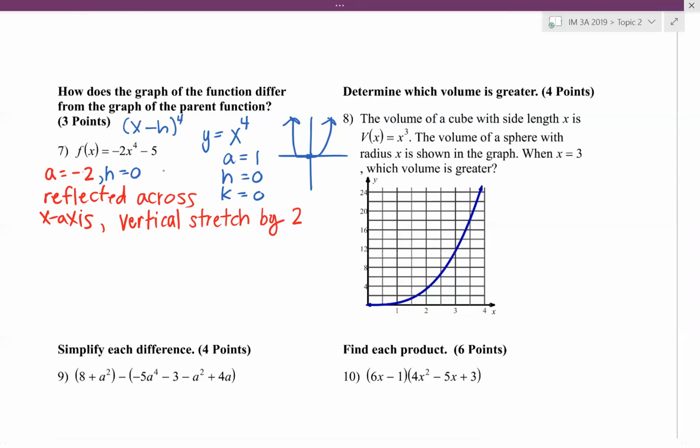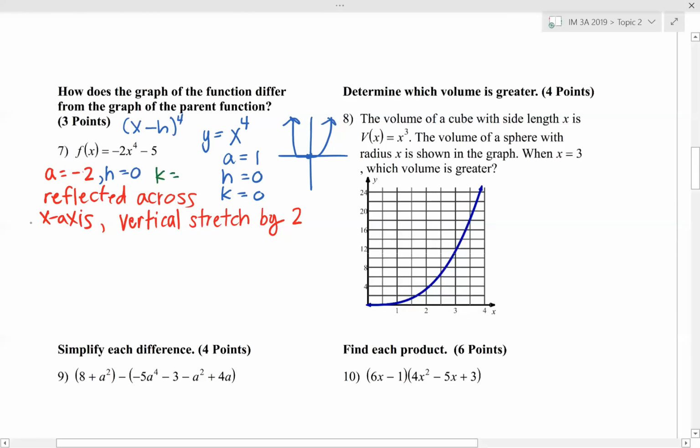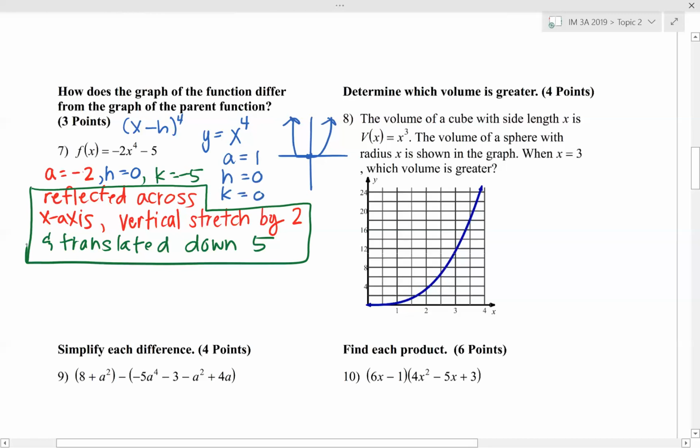However, k is -5. And so that means that it is translated down 5. So that's reflected across the x-axis, a vertical stretch by 2, and translated down 5. Question 8 is having us compare a graph to an equation.